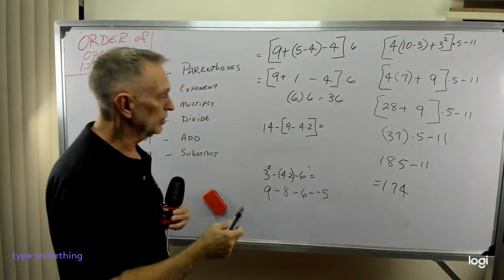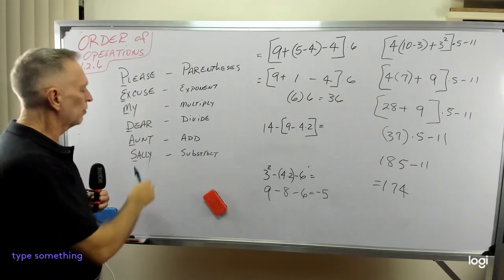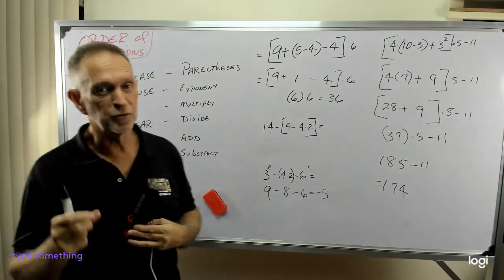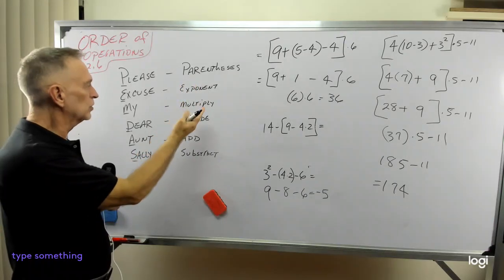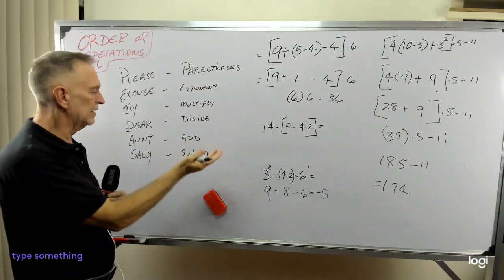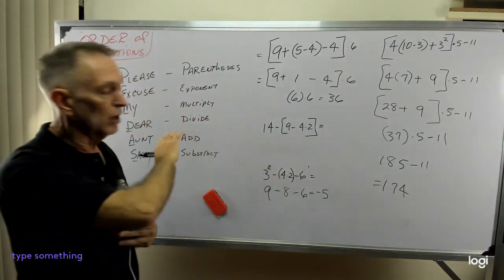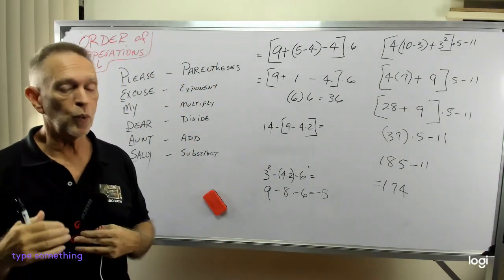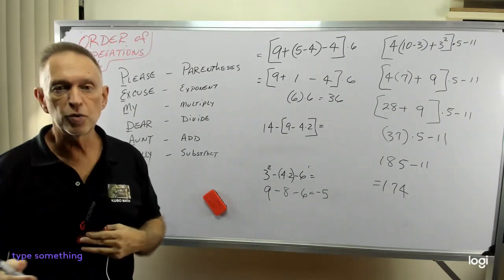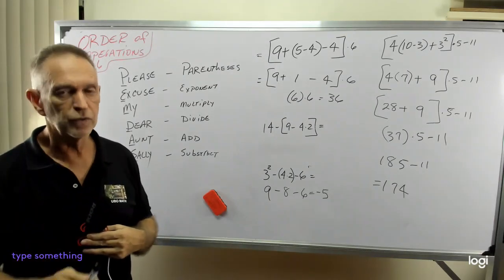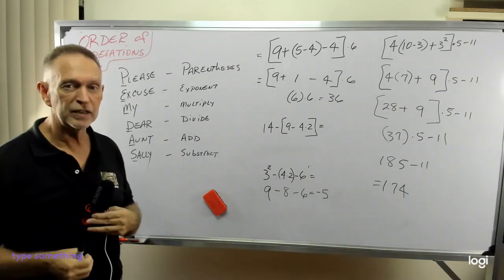So this is just a brief overview of the order of operations. Please excuse my dear Aunt Sally. So parentheses, exponents, multiply, divide, add, and subtract. In our next video, we'll have an array of problems where we will repeat this exercise with numerous other problems. So stay tuned for that one. Hopefully this helps. Please excuse my dear Aunt Sally.